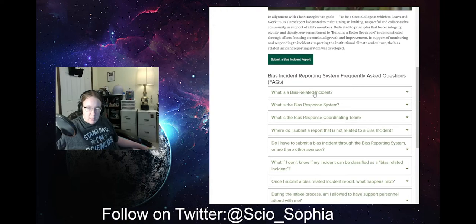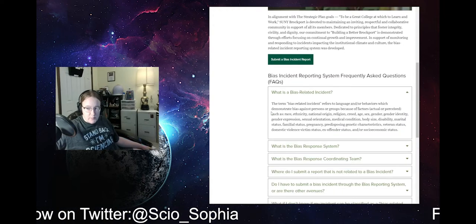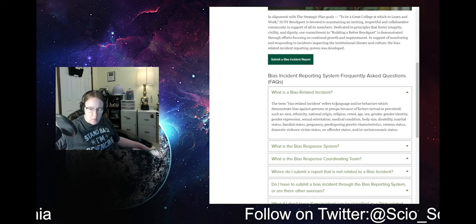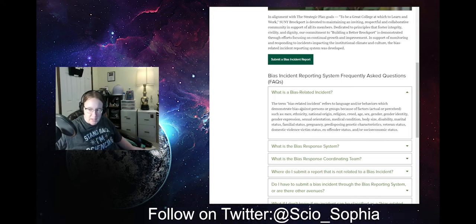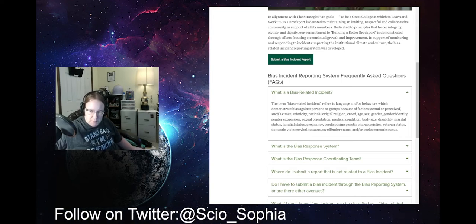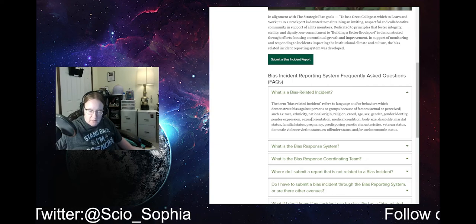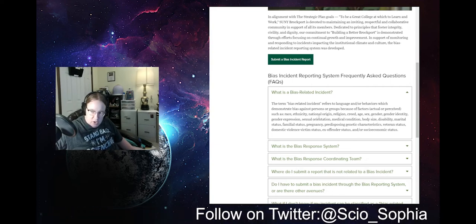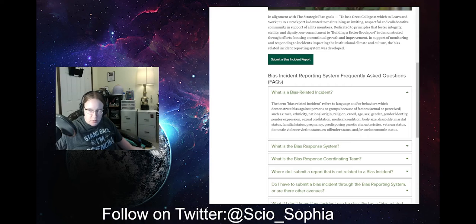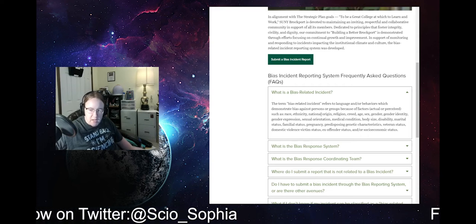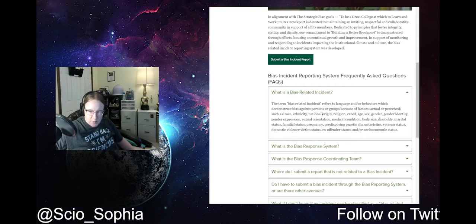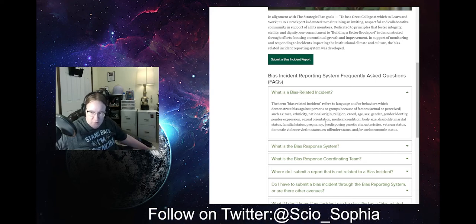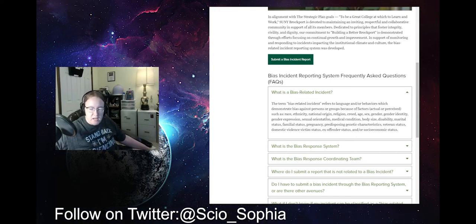Here, what is a bias-related incident? The term bias-related incident refers to language and or behaviors which demonstrate bias against persons or groups because of factors actual or perceived, such as race, ethnicity, national origin, religion, creed, age, sex, gender, gender identity, gender expression, sexual orientation, medical condition, body size, disability, marital status, familial status, pregnancy, predisposing genetic characteristics, veteran status, domestic violence victim status, ex-offender status, and or socioeconomic status.